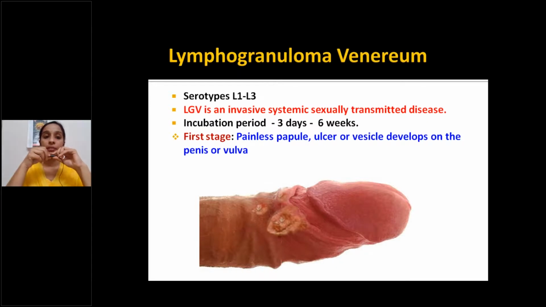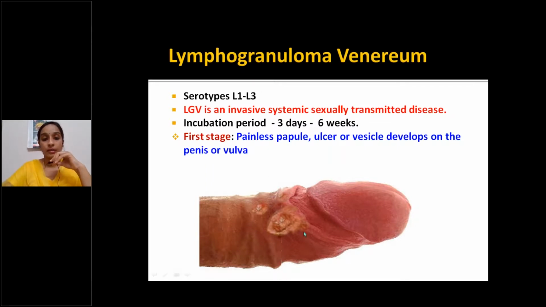Next, the important one is Lymphogranuloma Venereum. Serotypes L1, L2, L3 are responsible for this LGV. LGV is an invasive, systemic, sexually transmitted disease. Invasive means having spreading capacity. Incubation period is 3 days to 3 weeks. In the first stage, we can observe a painless papule, ulcer or vesicle that develops on the penis, or on the vulva in females.